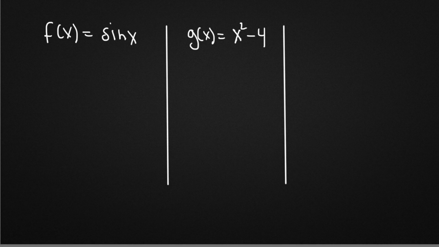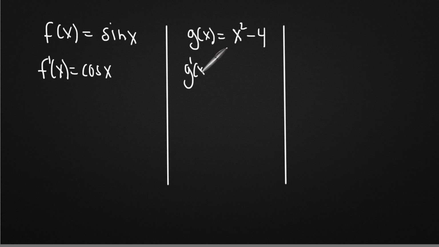Let's say we have a function f of x is equal to sine of x, and we have another function g of x is equal to x squared minus 4. Certainly we know how to take the derivative of f of x. That would just be cosine of x. And certainly we know how to take the derivative of g of x. That would just be 2x.